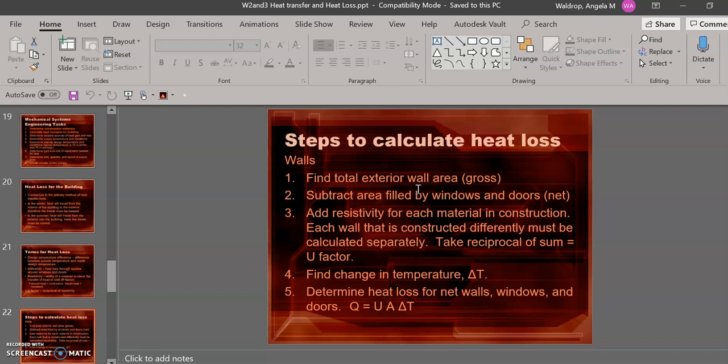So to begin, you need to find the surface area of your walls. And please keep in mind, we will work on exterior walls only. You will subtract the surface area of any windows and doors. Then you need to find the U factor for the cross-section of the wall. To do this, you're going to add all the resistivity values and take the reciprocal of the sum. Next, you'll need to find the temperature change, delta T. Then you use the equation to find the heat loss. This is Q equals UA delta T. You need to do this for the walls, the windows, and the doors.